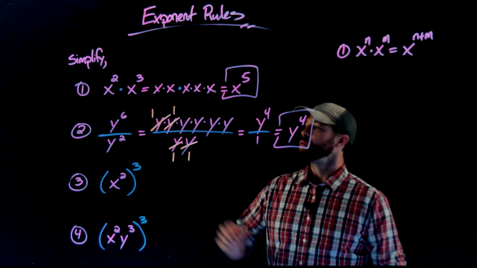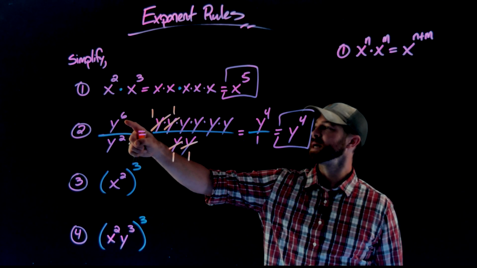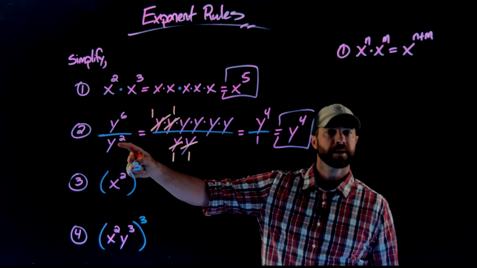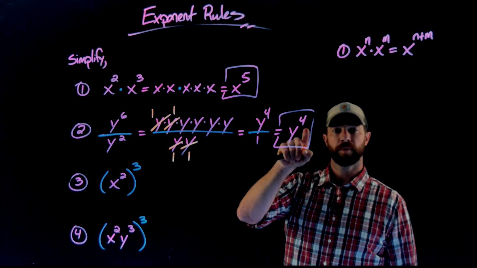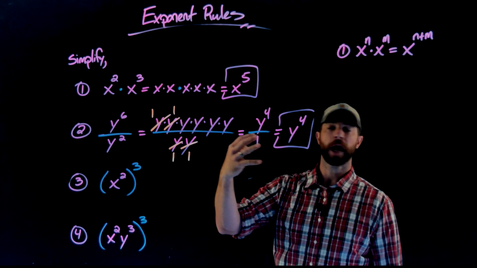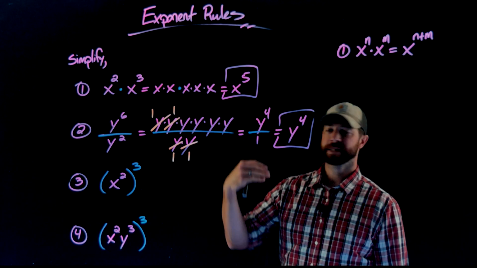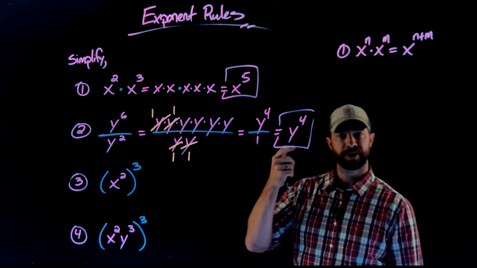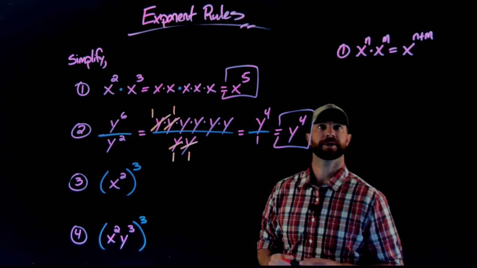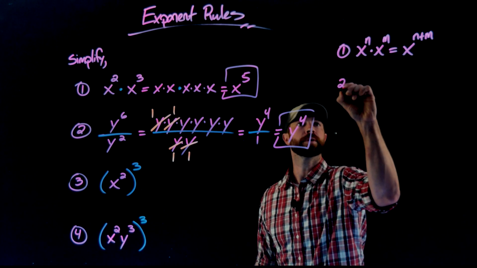Well, we canceled 2 of the y's in the numerator with the y's in the denominator, and we got y to the 4th. In fact, this is a bit the opposite of the last expression we just dealt with. If we're going to divide exponential expressions like this, we actually are going to subtract their exponents from each other, and that's our second important rule.